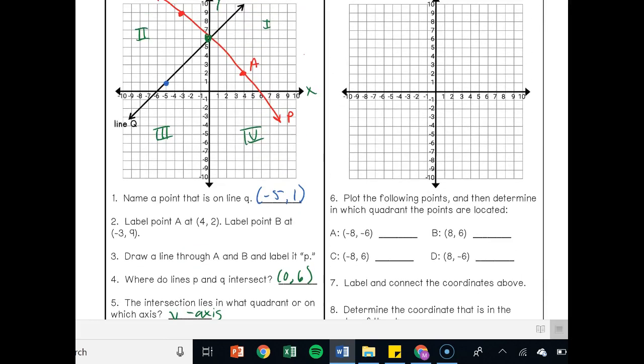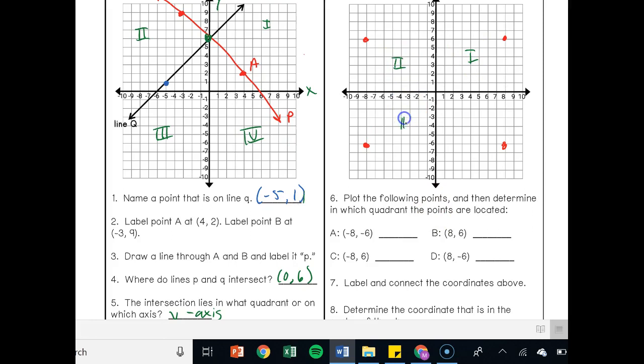For question 6, it says plot the following points. So (-8, -6), -8 down to -6, right there. And it says (-8, 6), right here. Then it says (8, 6), should be right there, right up 6, and then (8, -6), right in 8, down 6.